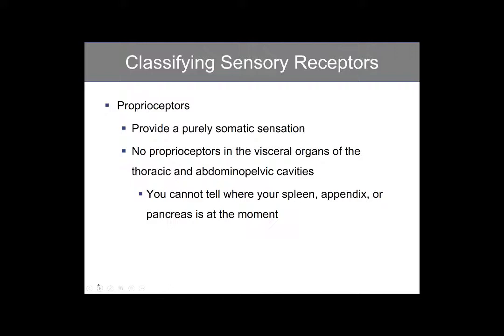Proprioception is a constant feedback loop within our nervous system, telling your brain what position you're in and what forces are acting upon your body at any given point in time. This sensation is purely somatic sensation, and we lack proprioceptors within our visceral organs. So you can't tell where your spleen, appendix, or pancreas is in terms of location.